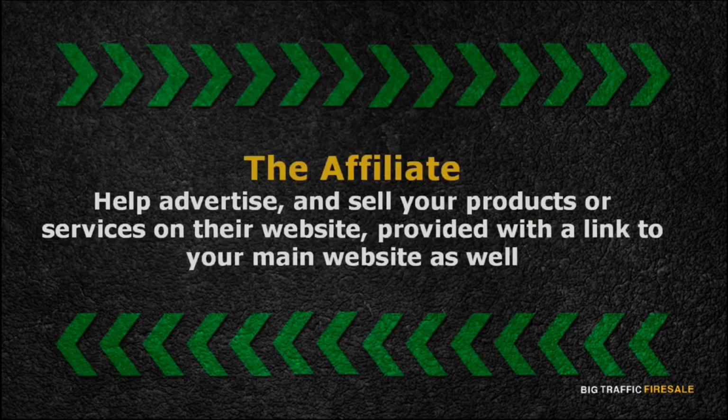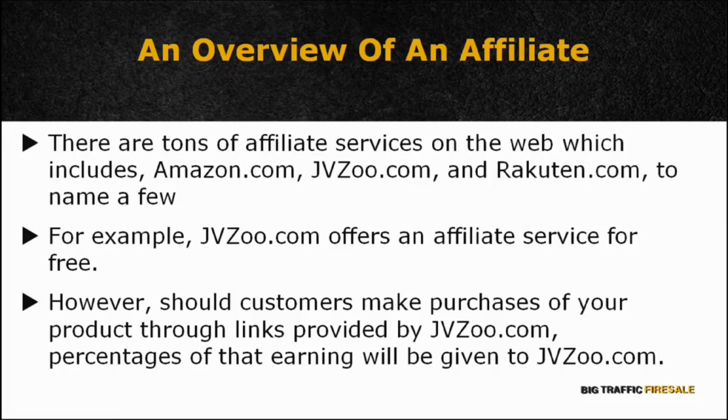First, the affiliate. An affiliate program requires you to seek an affiliate or associates to help advertise and sell your products or services on their website, provided with a link to your main website as well. There are tons of affiliate services on the web, which includes Amazon.com, JVZoo.com, and Rakuten.com, to name a few. For example, JVZoo.com offers an affiliate service for free.